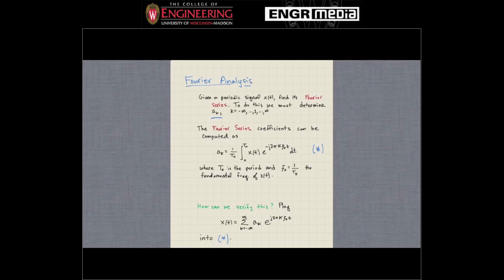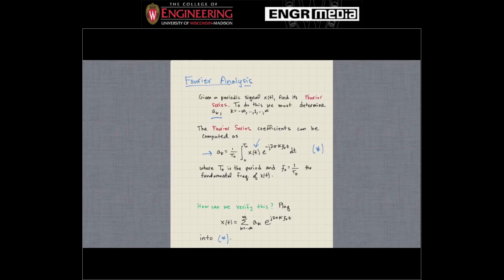A lot of times we'll be given the following problem: a periodic signal x(t), and we'll be asked to find its Fourier series. To do this, we must determine the coefficients a_k. That's our goal when we're asked to find the Fourier series. It means find the coefficients a_k for k ranging from minus infinity up to infinity, where k is an integer. We can simply compute these using the integral equation we just saw on the last page. Given the signal x(t), we plug it in here, evaluate this integral, and that gives us all the different a_k.